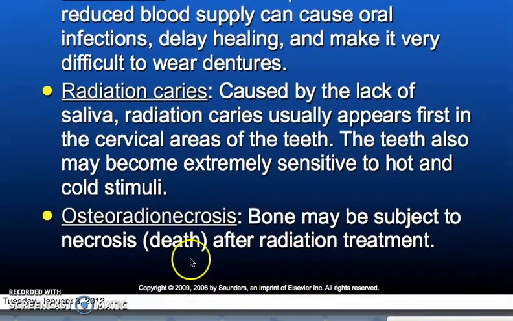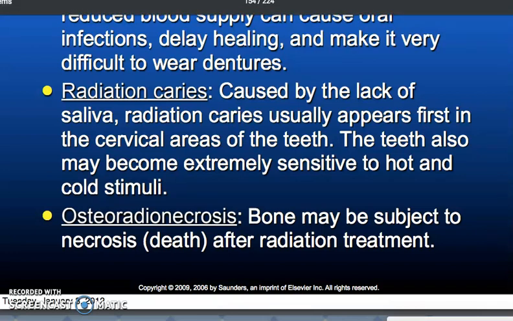Okay, and the last one here we have osteoradionecrosis. Osteoradionecrosis. This would be osteo meaning the bone, radio from a type of radiation, necrosis meaning death. So the bone may be subject to necrosis or death after radiation treatment. And we know if the bone dies, then obviously the tissue and the teeth and all, it's going to be a very extensive issue.